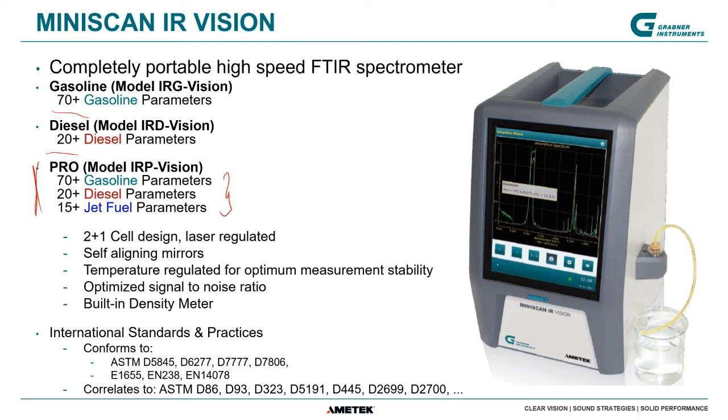I have mentioned this 2+1 cell design, which is laser regulated. Self-aligning mirrors, that's basically also something which is a quite unique feature. This FTIR Michelson interferometer needs to be very well aligned to get the optimal result, and that's what the self-aligning mirrors are doing. And with the latest version, we also optimized the signal-to-noise ratio by having a good heat source, a cool controlled detector, and special electronics to optimize the signal-to-noise ratio.